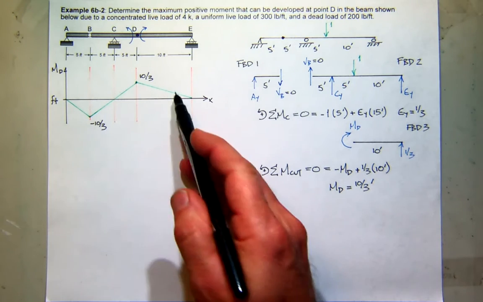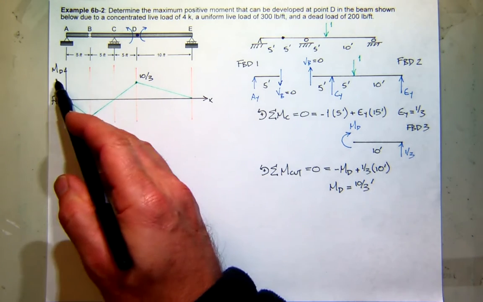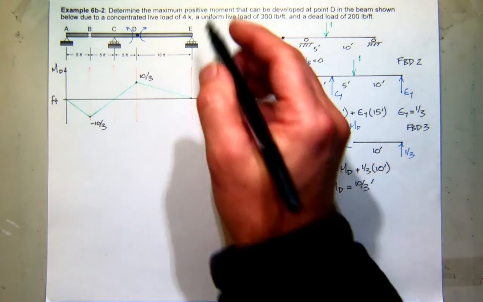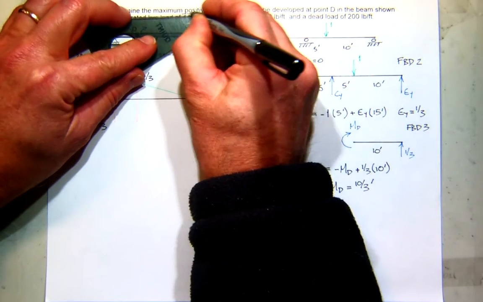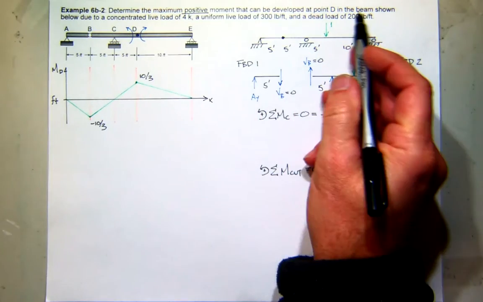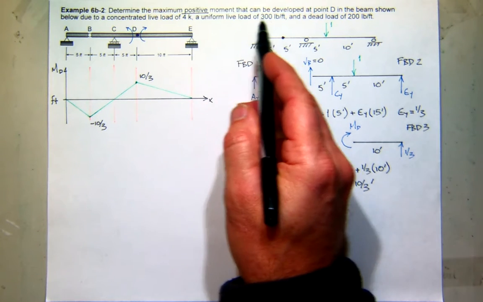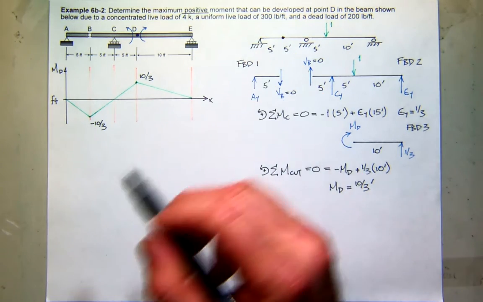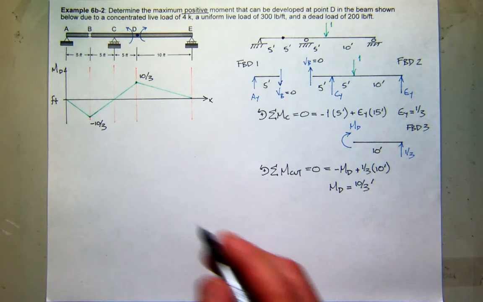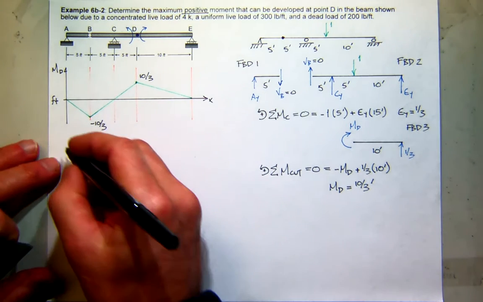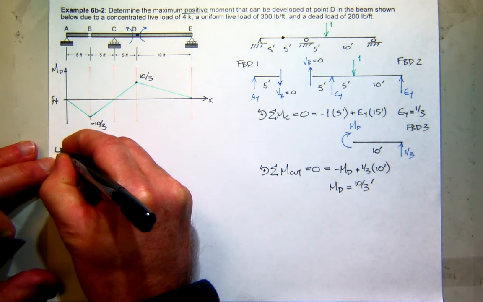So here's my influence line for the moment at D. It says, what's the maximum positive moment that can be developed at D for a concentrated load of 4 kips, a uniform live load of 300 pounds per foot, and a dead load. So let's do the concentrated load first. It's a live load, so it's live.